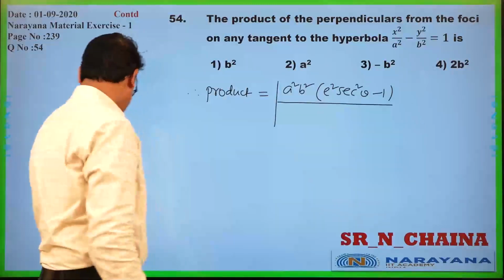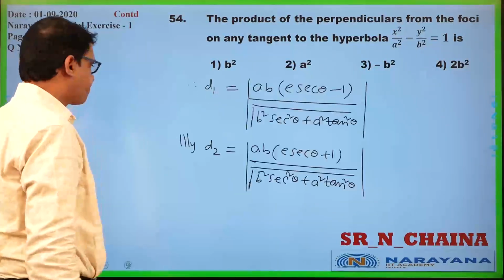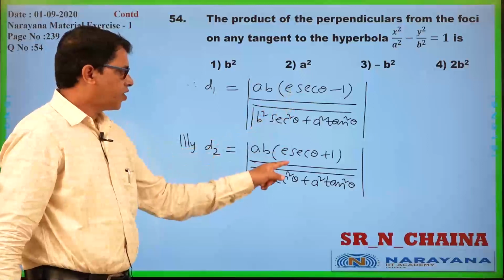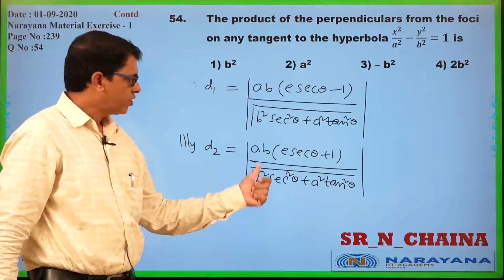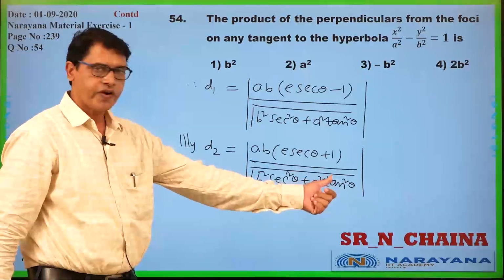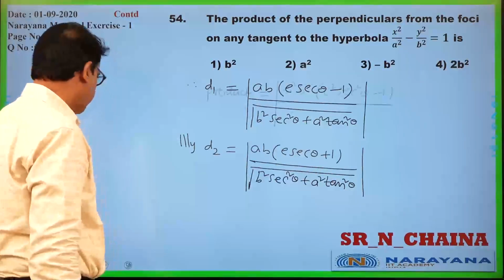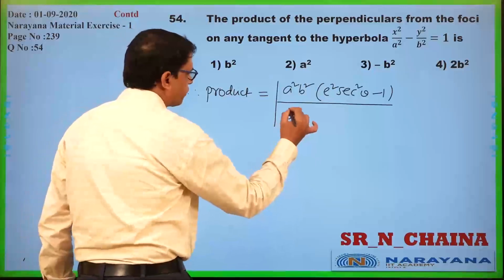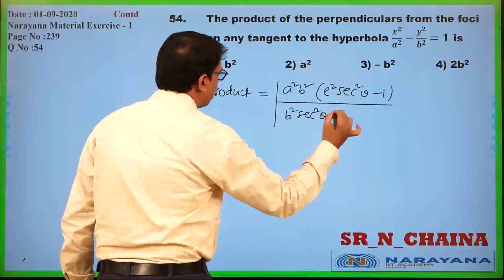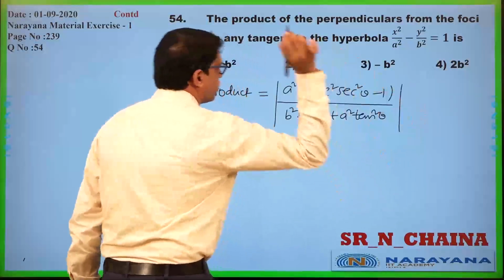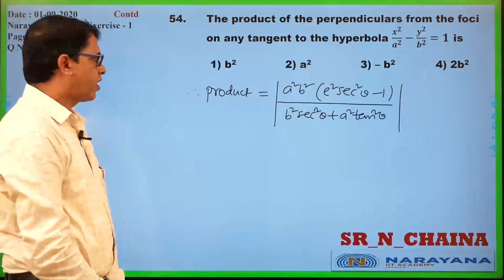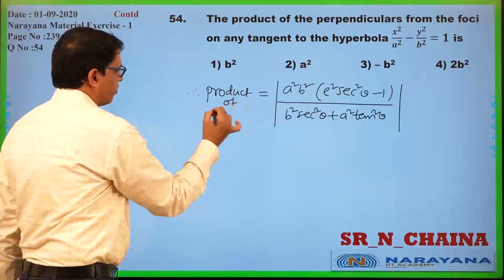In the denominator, see, here a plus b into a minus b, e square secant square minus 1. Here root gets eliminated, b square secant square plus a square tan square. So here, b square secant square theta plus a square tan square theta. So this is the product of perpendiculars.